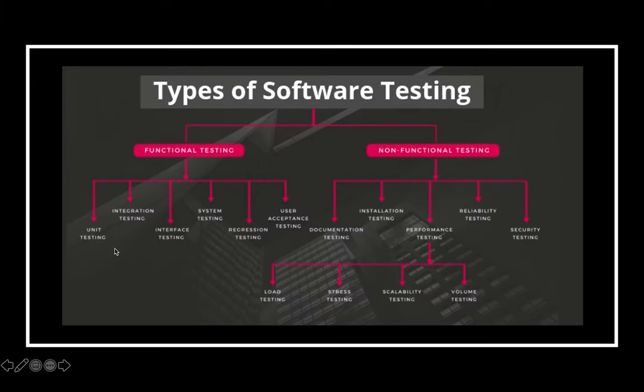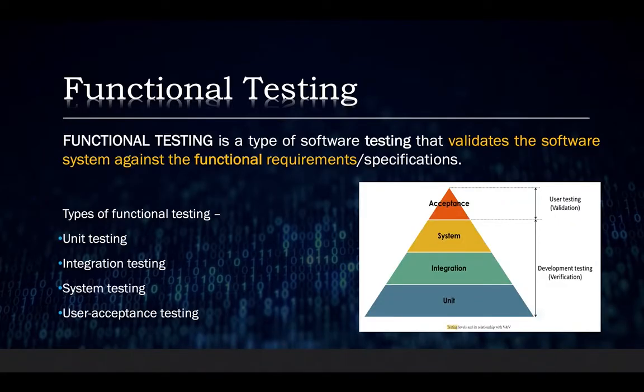Okay, first off, we have to know the types of testing that we do in the software. There are two types of testing. One is functional testing and the other one is non-functional testing. In functional testing, we're going to talk about unit testing, integration testing, system, and user acceptance, and in the non-functional part, we're going to talk about performance, stress, and security testing. Okay, let's get started with the functional testing.